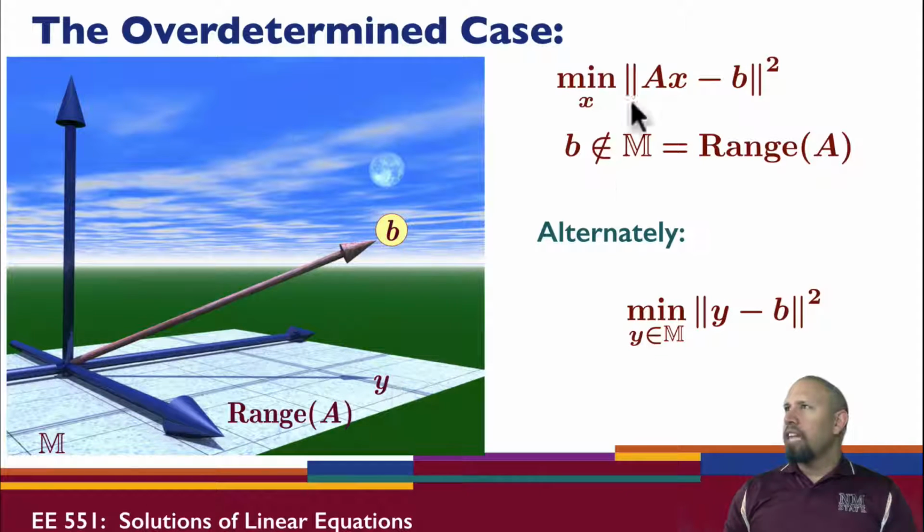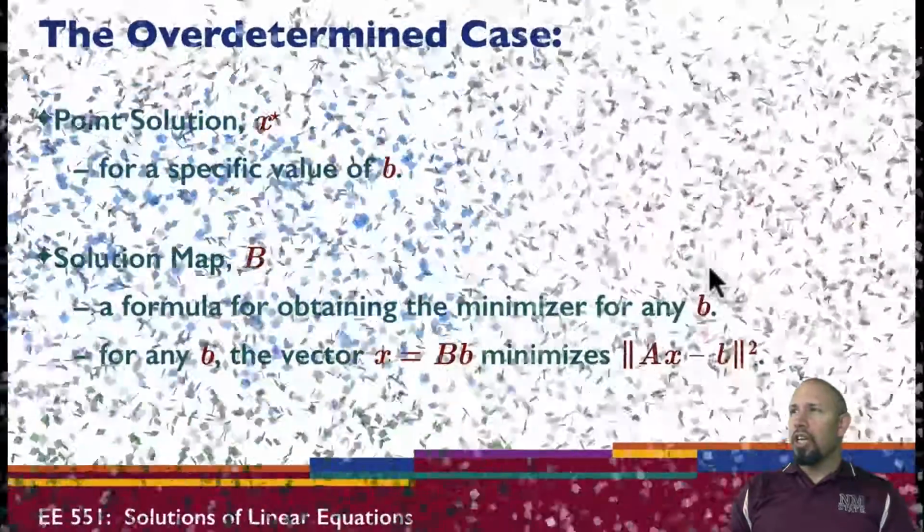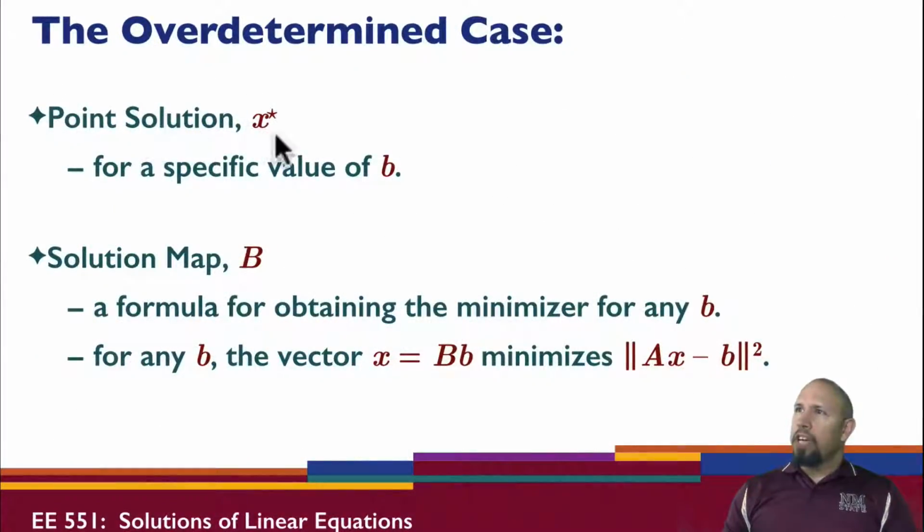But if we think of y as being equal to Ax, then we have the same problem as we saw in the projection theorem. And with the projection theorem, we actually worked through and we saw the solution. The solution we can think of in terms of a point solution, that is, for a specific value of b, there is some x star that solves this problem. Or we can think of it in terms of a solution map, that is, a formula for obtaining a minimizer for any b. So x would be, for example, some matrix times b that minimizes this norm. So how do we find the point solution? How do we find the solution map?